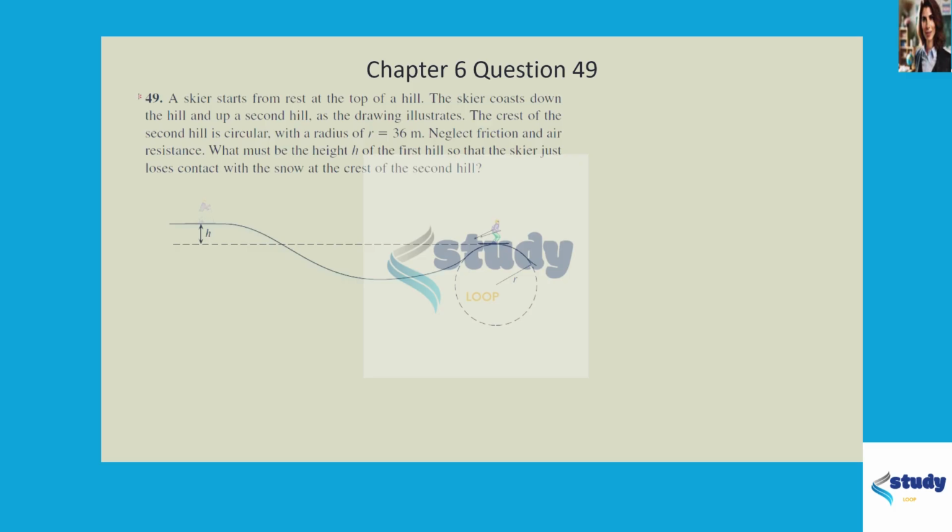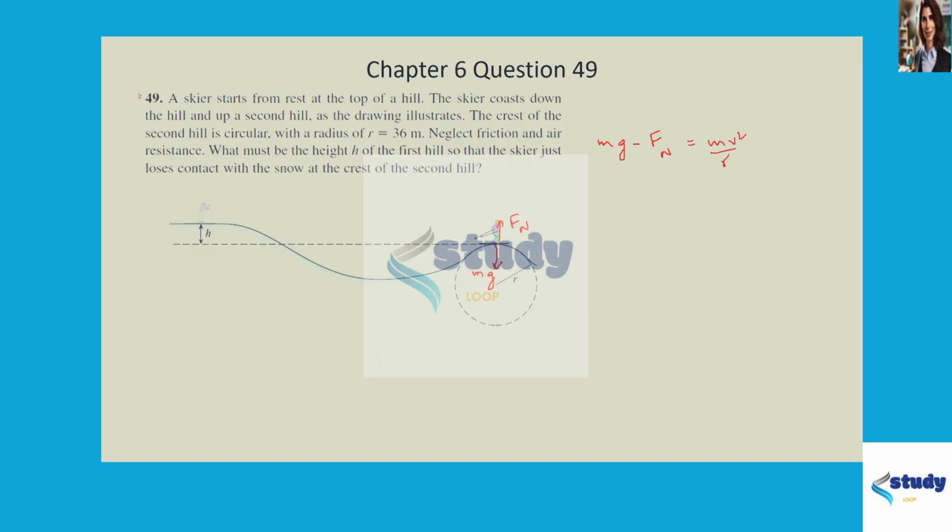So let's start by making a free body diagram for the skier at this point. We know that the downward force is mg, and then there's also a normal force, and the sum of these two forces should be equal to the centripetal force. So we can say that mg minus Fn is equal to mv squared over r.